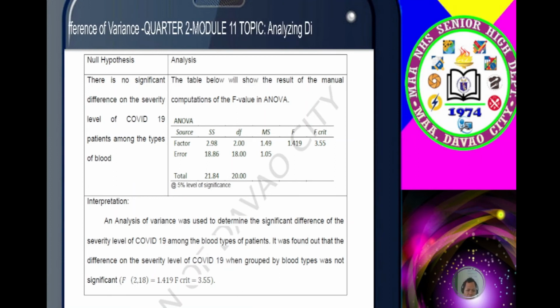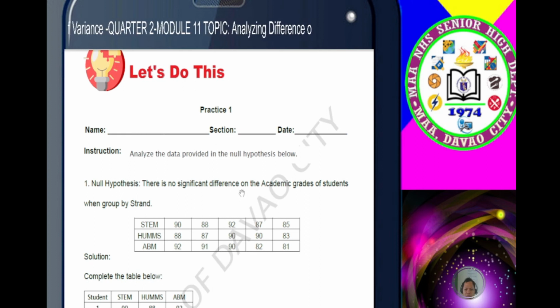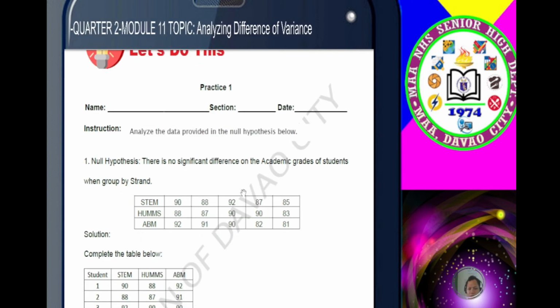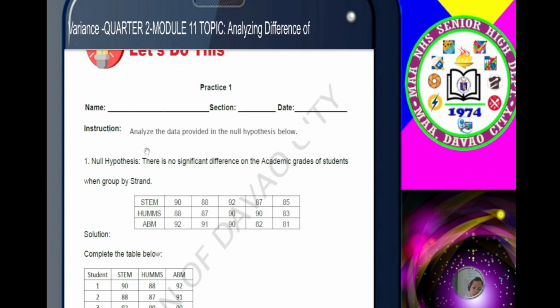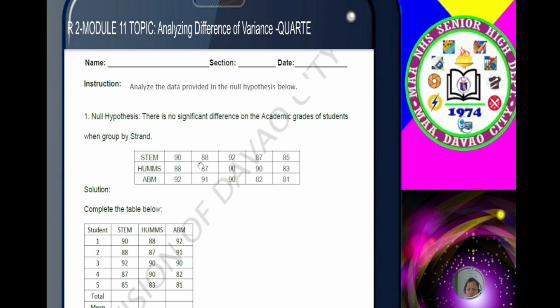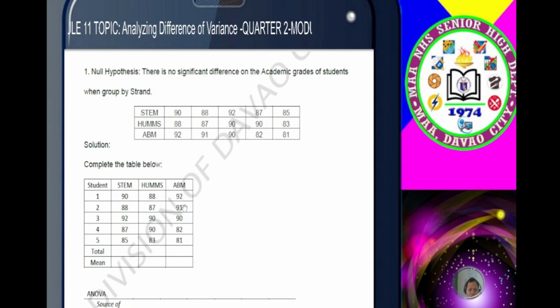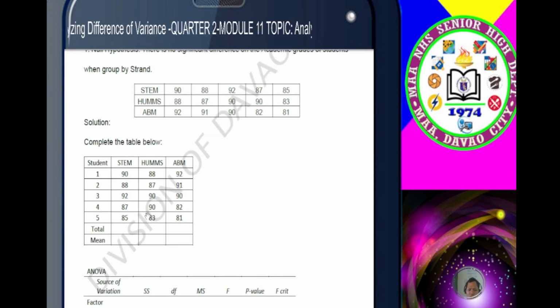Okay, let's go to the next example. So let's try this. There is no significant difference on the academic grades of students when grouped by strand. This is our null hypothesis. So we're going to determine if there is no significant difference of these groupings, or the group of senior highs, when grouped according to their strand.